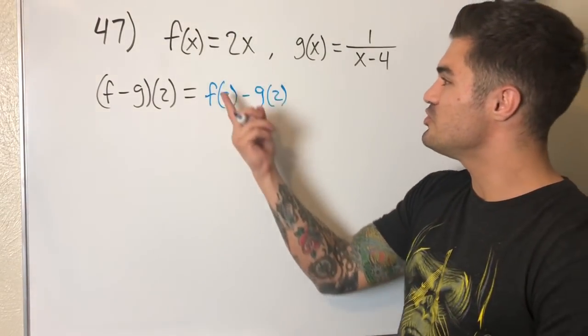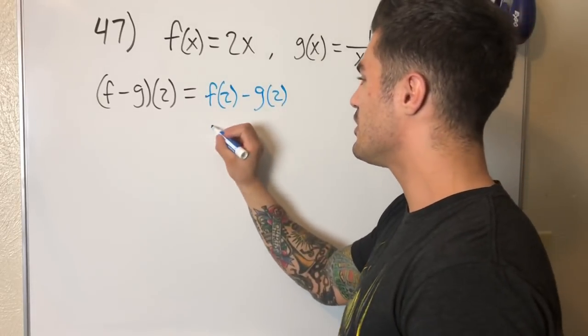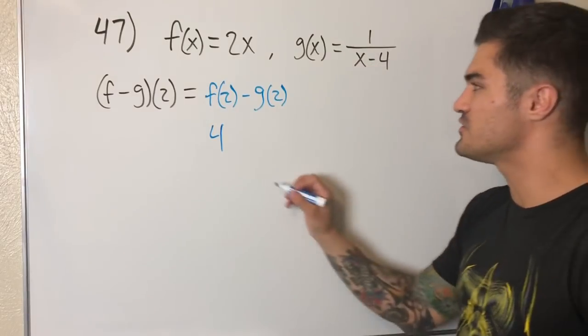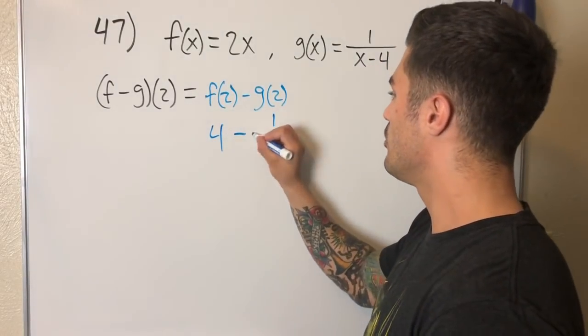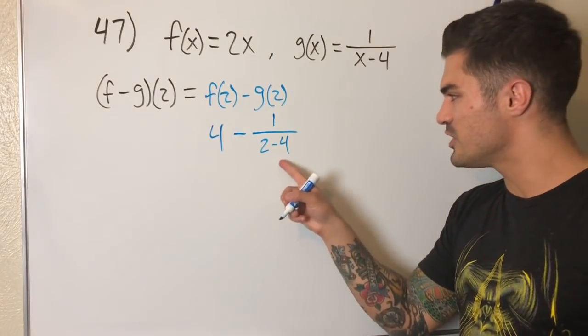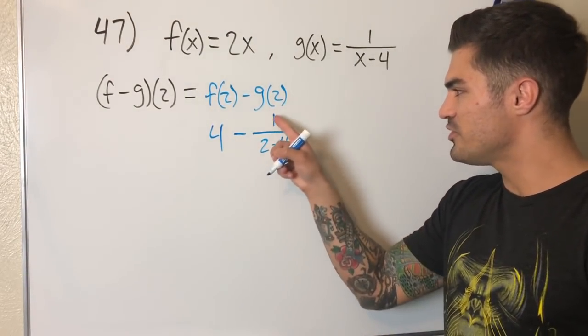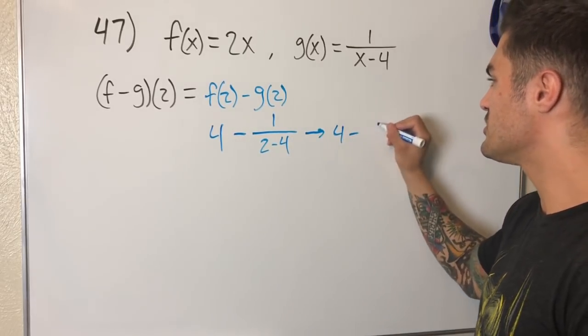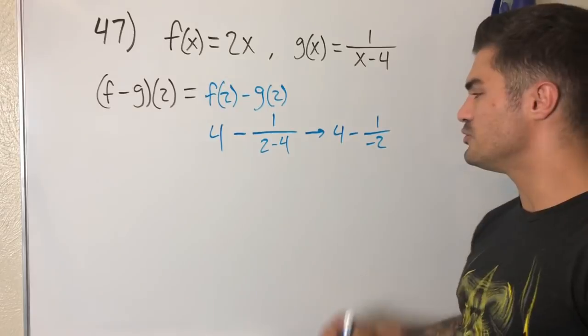So let's plug 2 into f. What is f of 2? We get 4. And then if I plug 2 into g, I get 1 over 2 minus 4. So minus 1 over 2 minus 4, and this should simplify. 2 minus 4 is negative 2. So that simplifies to 1 over negative 2. So this becomes 4 minus 1 over negative 2.